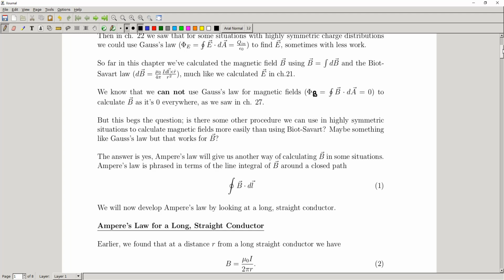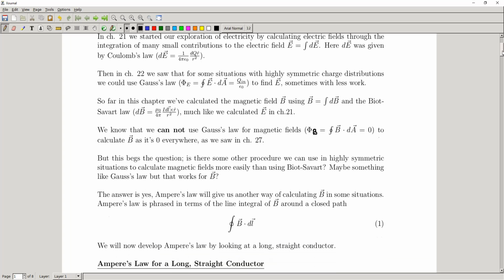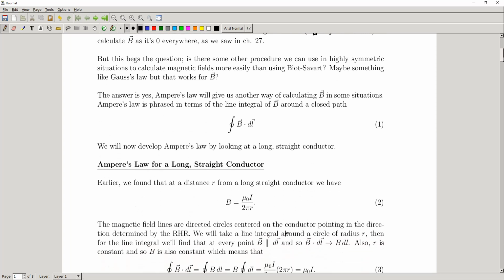So very similar to chapters 21 and 22, where in chapter 21 we used Coulomb's law and did that integral, we saw in chapter 22 that there was an easier way for highly symmetric situations using Gauss's law. Is there an equivalent situation for magnetic fields? And the answer is yes. Ampere's law is going to give us another way of calculating magnetic fields in situations where we have enough symmetry that we can actually get to B using this technique.